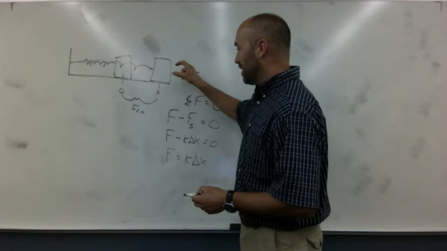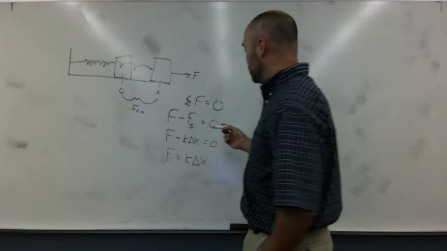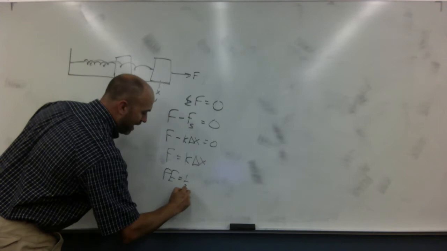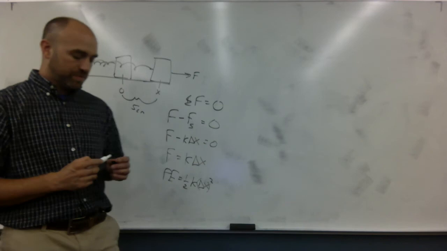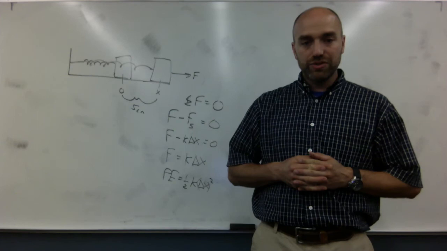So now that you've got it stretched out here, that spring has energy stored in it, because as soon as you let go, it's going to snap back. That potential energy is going to be 1/2 k delta x, but don't forget to square this: 1/2 k delta x squared. Part C says, find the magnitude of the acceleration of the block as soon as you let go.